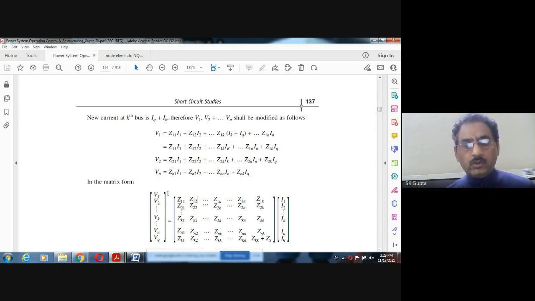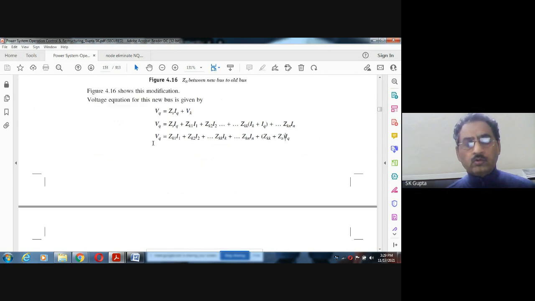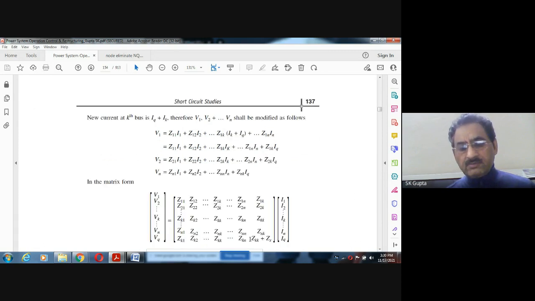And the Vq equation you have already written; it is the new equation. You know this is the Vq: Zk1 I1, Zk2 I2 and finally Ik, and this is the term here. You see Ik, it is Zkk plus Zs. So here you have Zkk plus Zs.